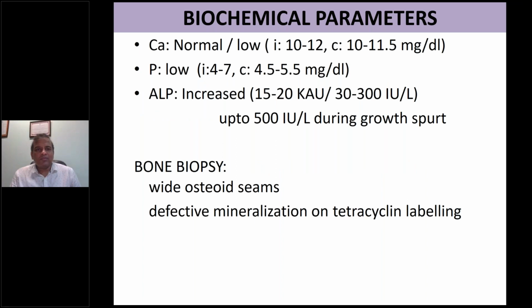Usually we investigate with biochemical parameters. The calcium is usually normal or low. Phosphate is usually a bit low, but the diagnostic marker is alkaline phosphatase, which is increased. Though in normal children during growth spurts, the alkaline phosphatase can be increased even up to 500 international units. So you have to judge very well clinically, biochemically, and radiologically to stamp a diagnosis of rickets. The cutoff of ALP can be up to 250, 300 units, but sometimes in the growth spurt it is normally even higher than that. So that is what we need to keep in mind.